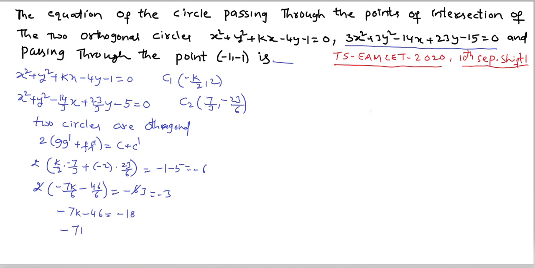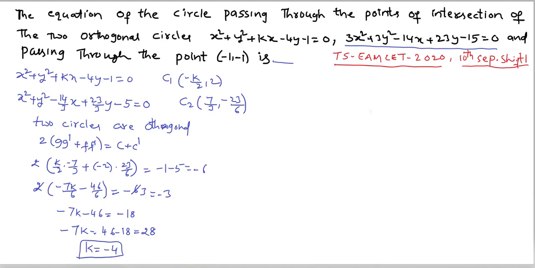So minus 7k is equal to 46 minus 18. 46 minus 18 is 28. Therefore k is equal to minus 4. So k value is 4.